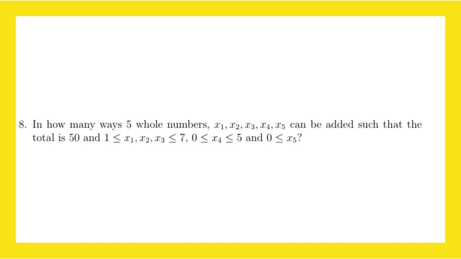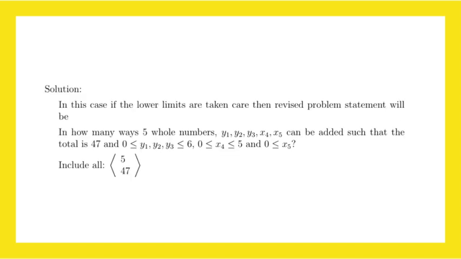So we have conditions on the first 3 variables, they are the same, lower and upper limit is the same, and for the fourth variable we have an upper limit. So in this case, once lower limits are taken care of, the revised problem statement will be: in how many ways can 5 whole numbers y1, y2, y3, x4 and x5 be added such that the total is 47.